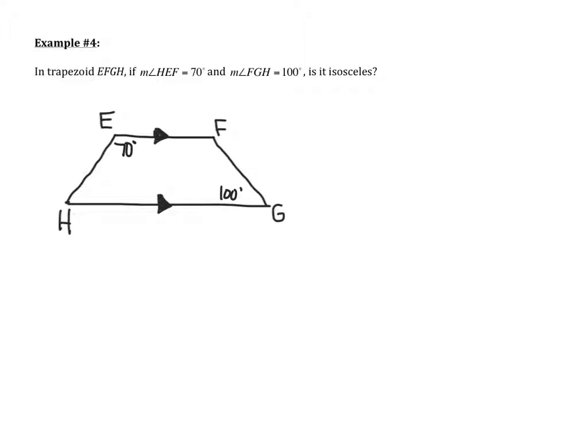So remember, we know that if these two lines are parallel, cut by this transversal, then these consecutive interior angles are supplementary. So if this is 70 degrees right here, 180 minus 70 is 110. On the same side of that, if this is our transversal, if this is 100, 180 minus 100 is 80. So notice our base angles are not congruent. If the base angles were congruent, then it would be isosceles, but our base angles are not congruent, therefore this is not an isosceles trapezoid.